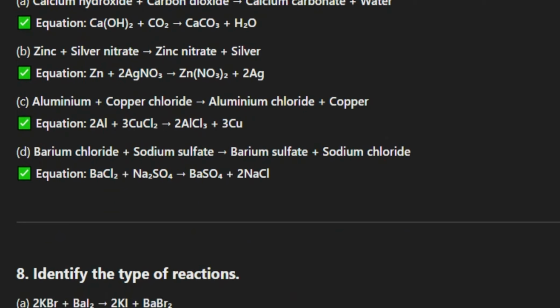C. Aluminium plus copper chloride gives aluminium chloride plus copper. Equation, 2Al plus 3CuCl2 to 2AlCl3 plus 3Cu. D. Barium chloride plus sodium sulfate gives barium sulfate plus sodium chloride. Equation, BaCl2 plus Na2SO4 to BaSO4 plus 2NaCl.